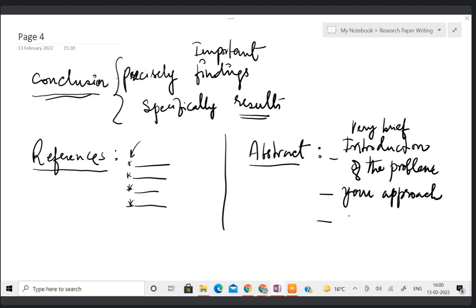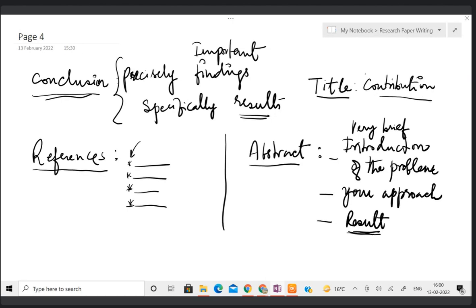And it should also briefly mention the result, and not in the form of numbers; it should be in sentence form. Okay, and then finally come to the title of the work. So the title should reflect some significant contribution that you have made in the work.